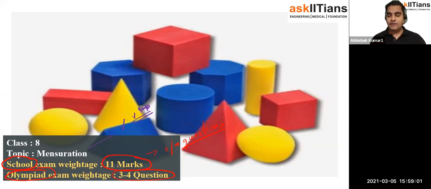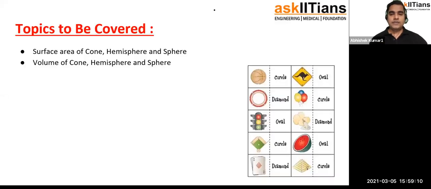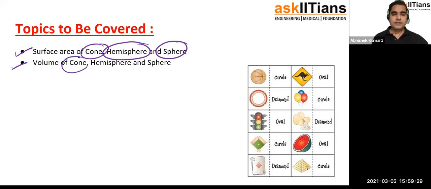So be very attentive while we cover this chapter, and ask me in case you have any query or any doubt when we cover any topic. All right, so these are the topics that we are going to cover in today's session. First, the surface area of cone. Then what is the meaning of surface area of hemisphere. Thereafter, the surface area of a sphere. Apart from that, we will be discussing the volume of cone, volume of hemisphere, and volume of a sphere.